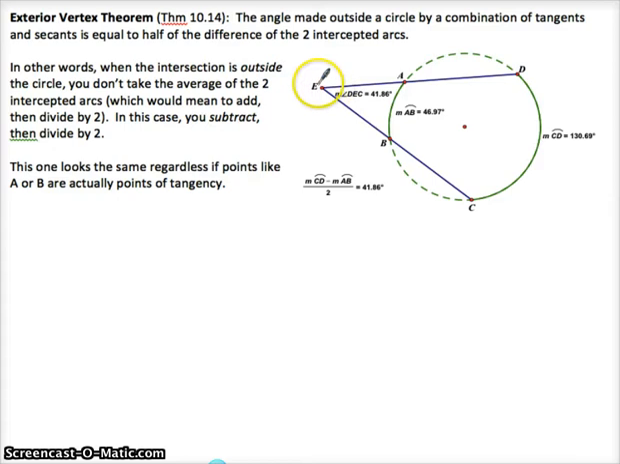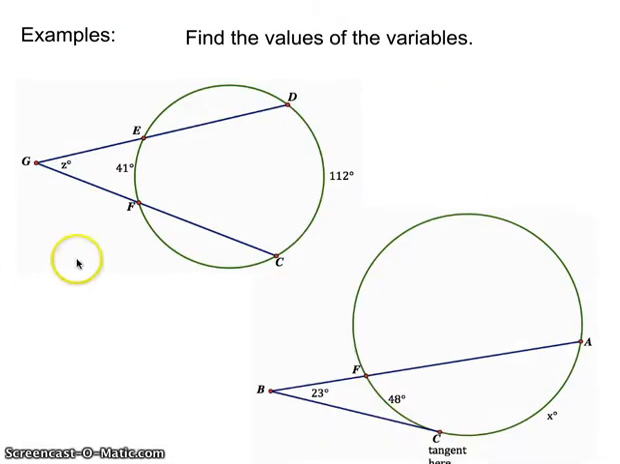Okay. Almost the same equation, but the difference here is instead of adding and dividing by 2, we subtract and divide by 2. So here this 41.86 is simply the faraway arc minus the closer arc. That will always be the greater one minus the smaller one because we want positive answers. And then take that difference and divide by 2. Again, if you really want a proof of that, I can do it in class.